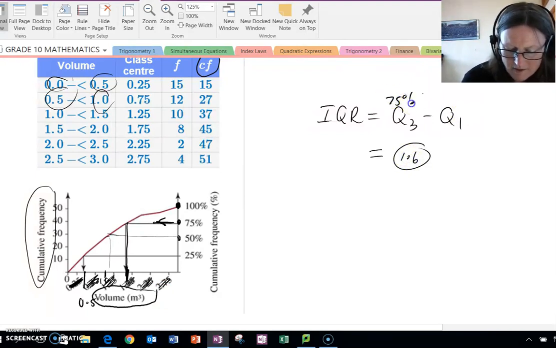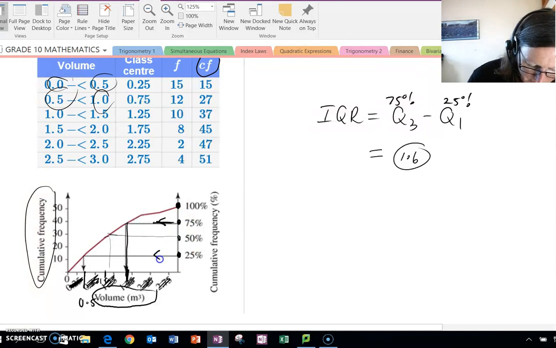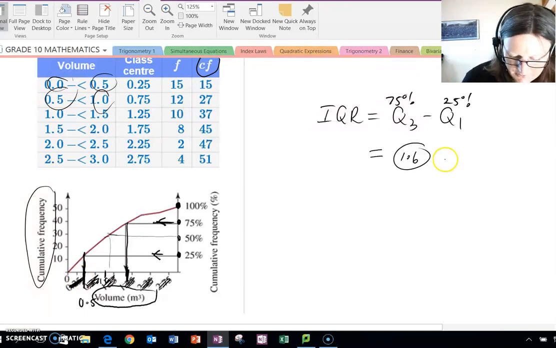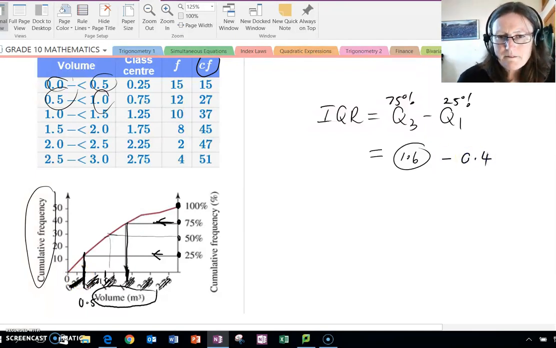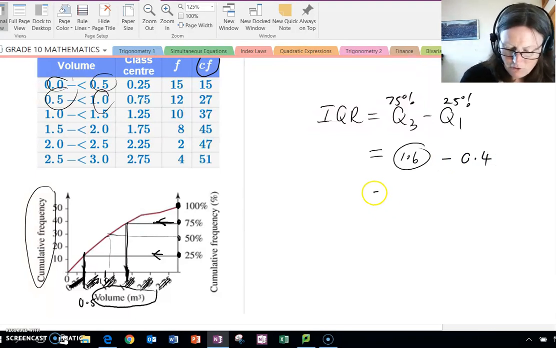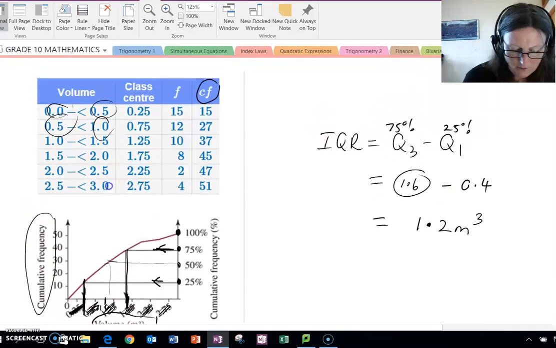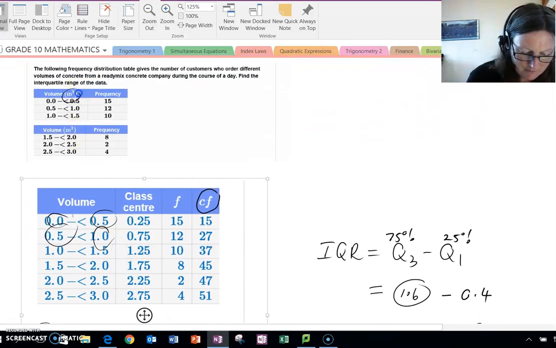Q1, if Q3 is the 75th percentile, Q1 is the 25th percentile. So if the top's 100%, we work out where is 25%, so a quarter. We do a line across here, such as this line, until we hit our red ogive, and then we rule down, and we see where that is on this axis. And it looks like Q1 is at about 0.4. IQR is Q3 minus Q1, which is 1.6 minus 0.4, which is 1.2 metres cubed. Because we look up here, the volume is in metres cubed.